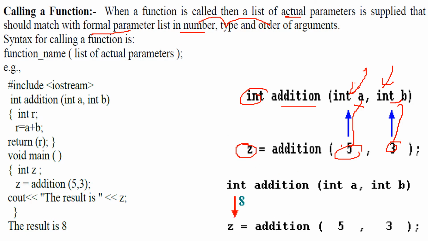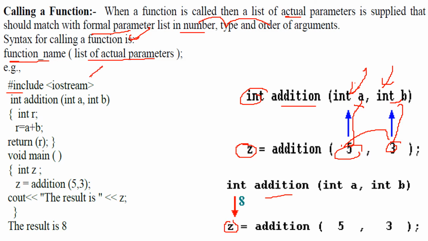So here also this Z will get the 5 plus 3, that is 8, because this is addition. Now this function has to be written by ourselves. So we have the function name, then we have list of actual parameters. This is the simple syntax, similar to the library function. So just take a program.